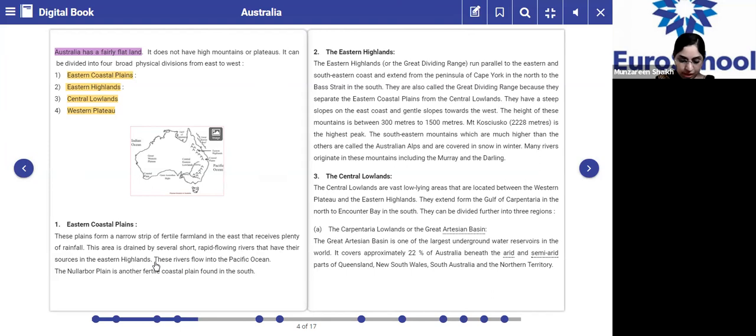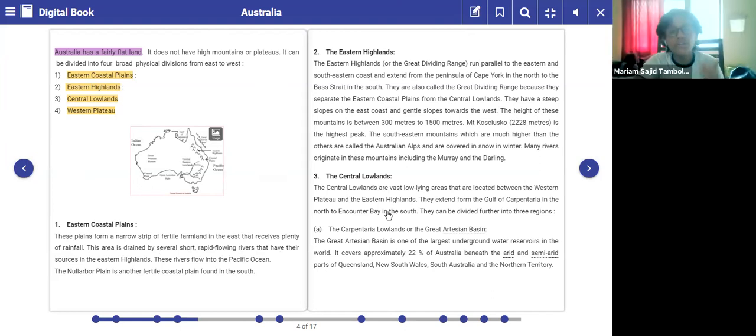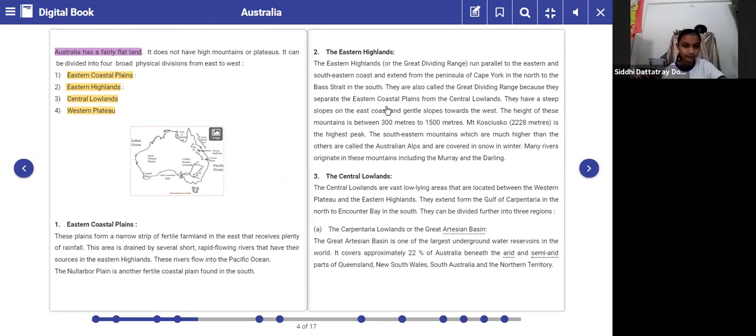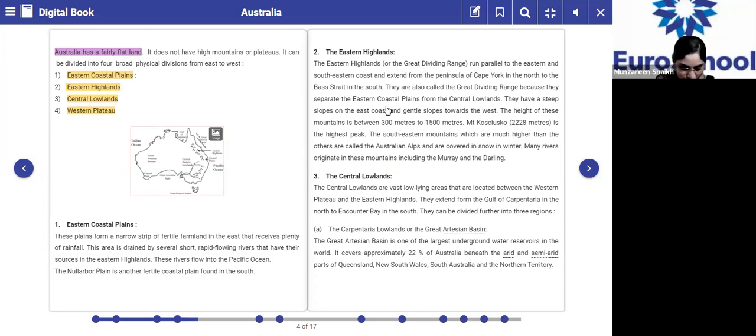Okay. Can you see, children, in the map it is given? Can you see the eastern highlands? Can you see how it is marked on the map? Is it visible? Should I open the map? No. You have the map even in your text. So refer to the textbook. Visible. Okay. Next, these rivers flow into the Pacific Ocean.